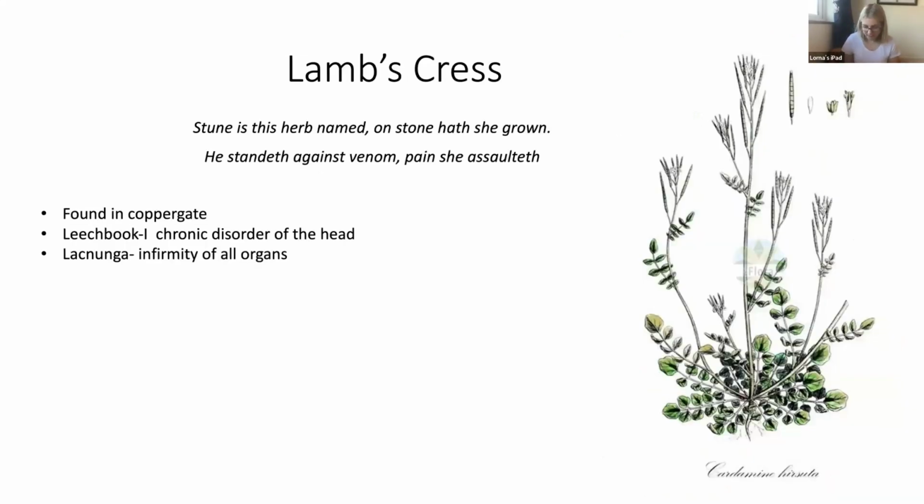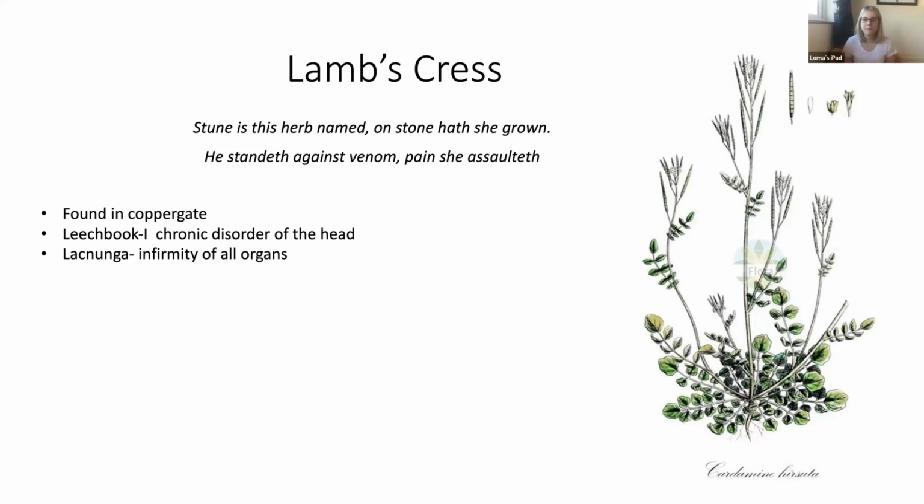All right, this is where the weird Old English words appear. So, Stoon is a herb named, on stone hath she grown. I've spelled it wrong, interesting. He standeth against venom, pain she assaulteth. So Stoon is an odd name. It's probably to do with the look of the plant, stiff, hard like a stone. It might be that it grows on stone or in between stones or something. It's also probably a type of corn salad, possibly bittercress, hairy bittercress, lamb cress, which is a type of brassica.